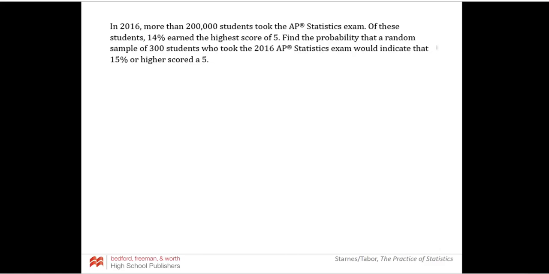In 2016, more than 200,000 students took the AP Stats exam. Of those students, 14% earned the highest score of 5. So that's pretty elite there. Find the probability that a random sample of 300 students who took the 2016 AP exam would indicate that 15% or higher scored a 5. Okay, so let's think about this. So first, what's the mean?